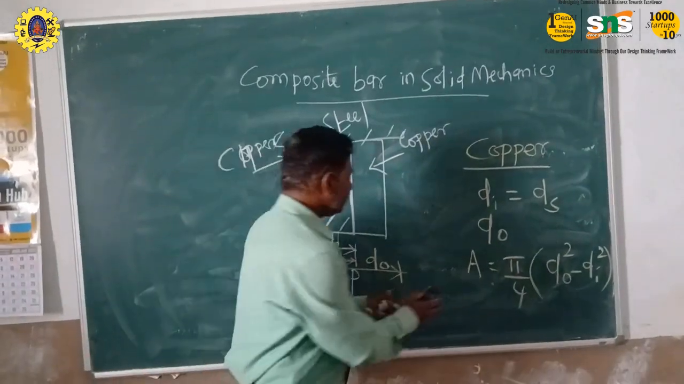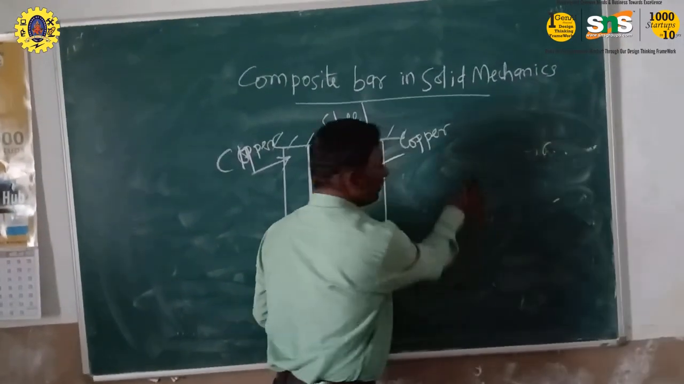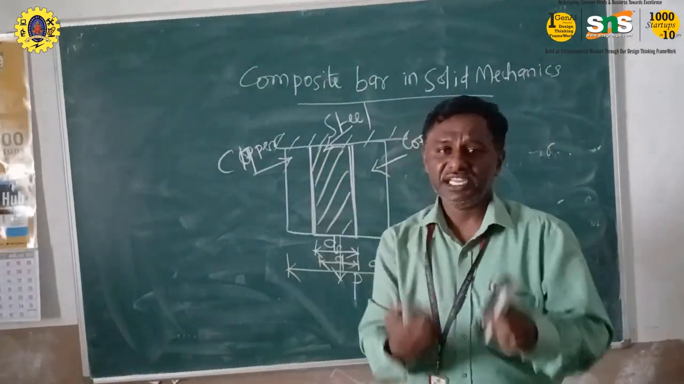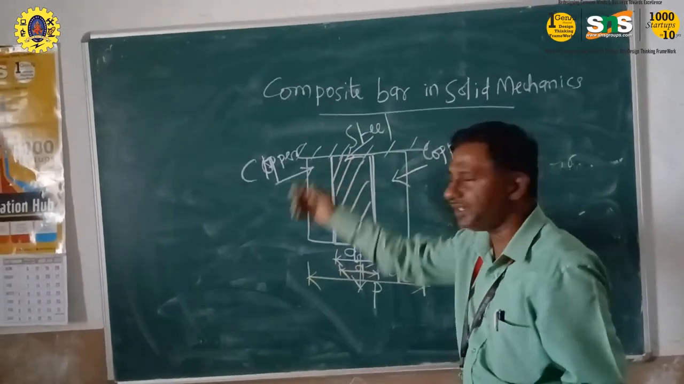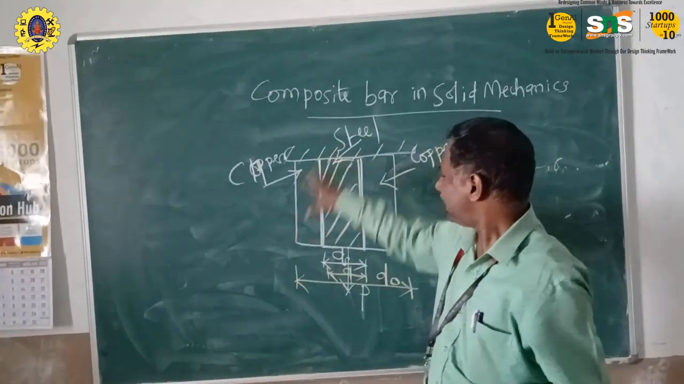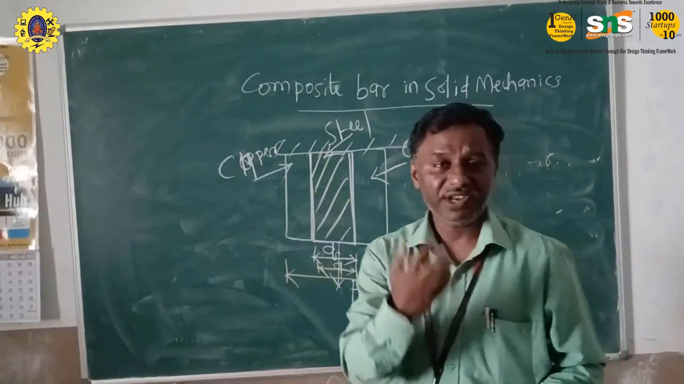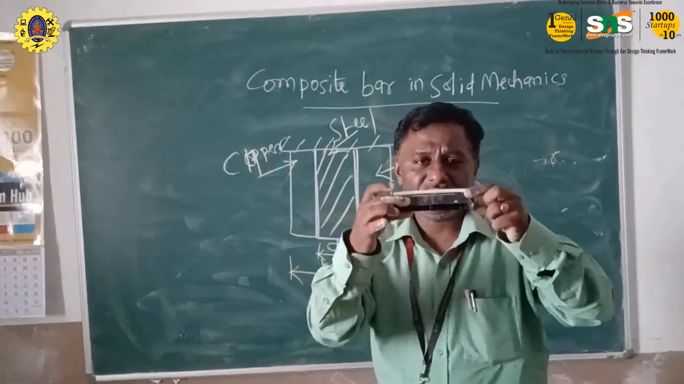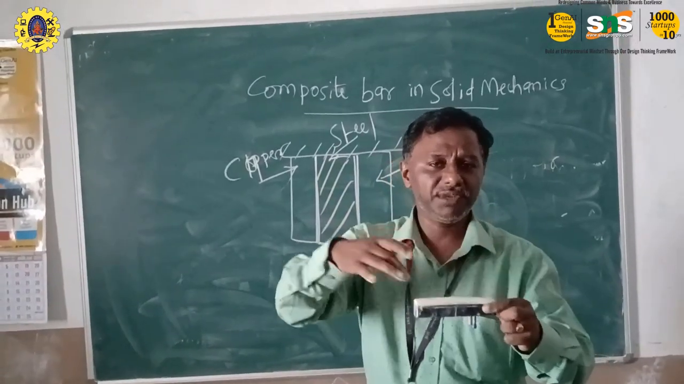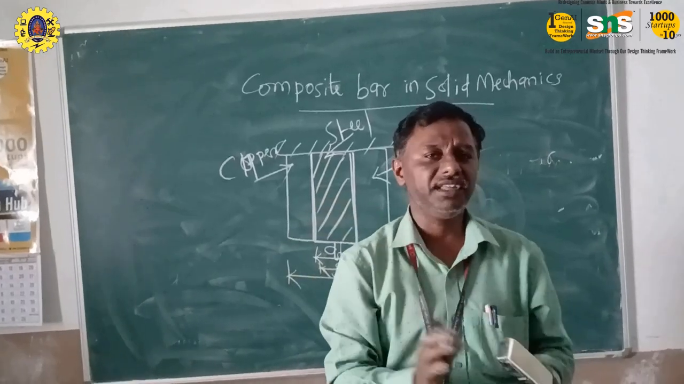What is the concept in this composite section? When the load is applied on the material, it will tend to deform. But here both materials are there. Since it is a composite section, it acts as a single unit. So when you apply the load, it will deform as a single unit. So the deformation or the stretch of the two materials will be the same.